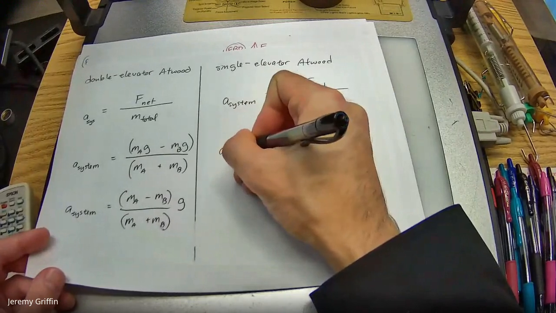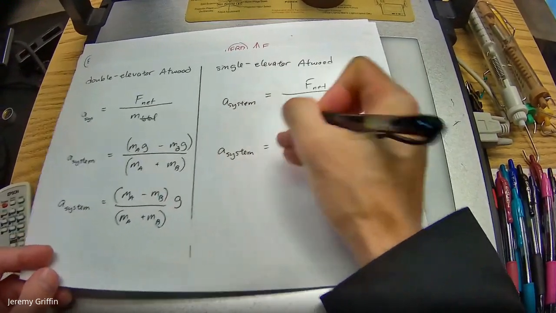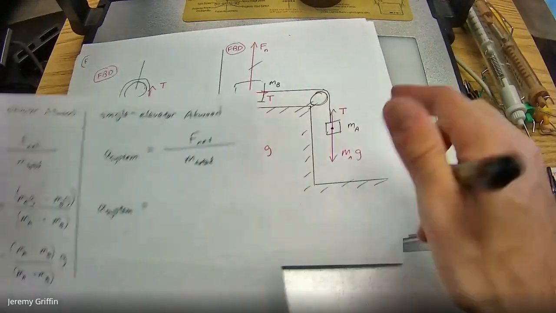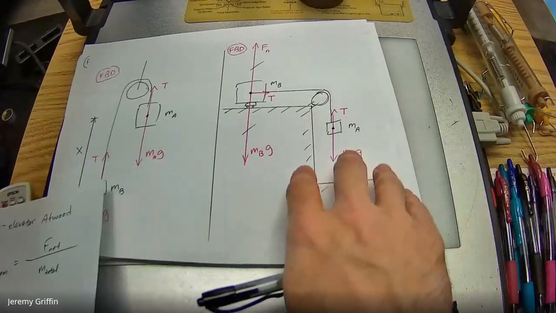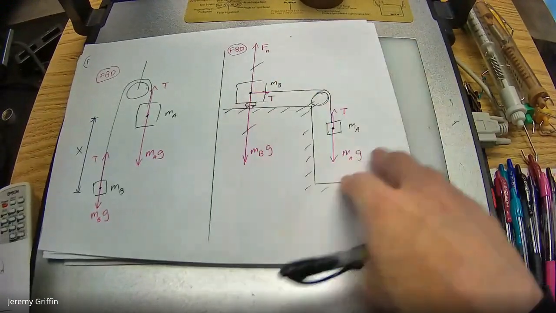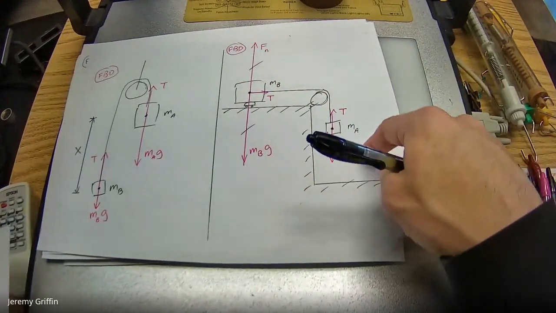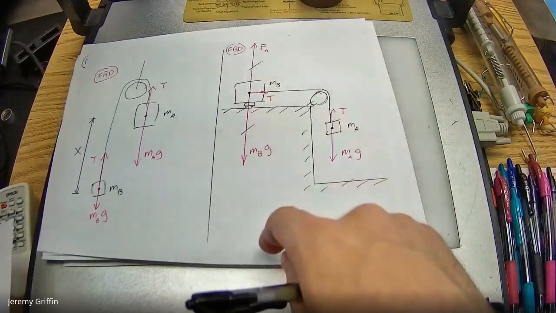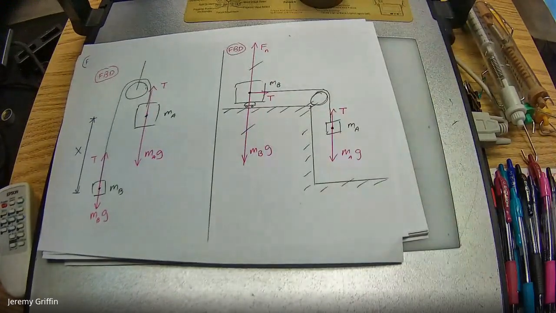What's the acceleration of this system? And by that I mean this mass accelerating down and this mass accelerating to the side. Well, what's the net force from all these forces? I got a bunch of forces here. This weight, this tension again, this weight, this normal force. Out of all those forces, what's the net force?